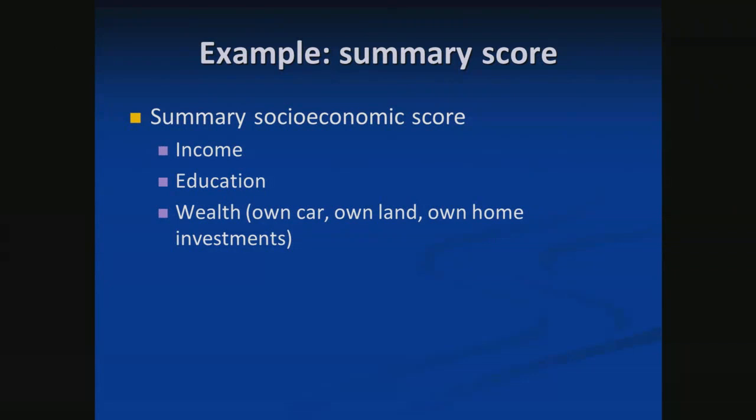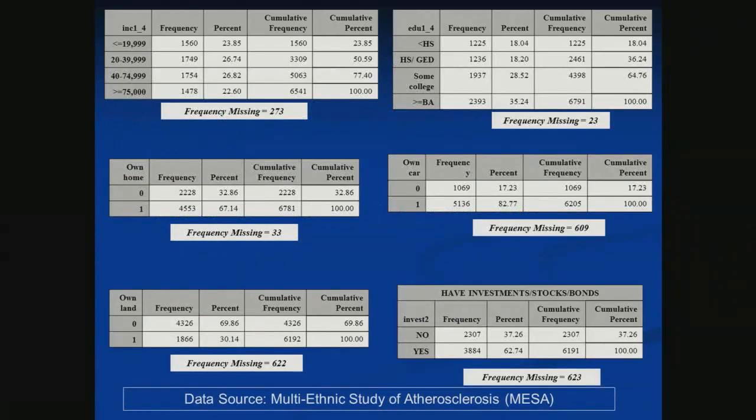Okay, so I just wanted to show you an example of a summary score. I'm trying to think if I should go through this if we have time. Okay, well, I'll go through it briefly. So we wanted to create a score of socioeconomic status in MESA. And so we just went ahead and kind of looked at 6 different measures that were available to us.